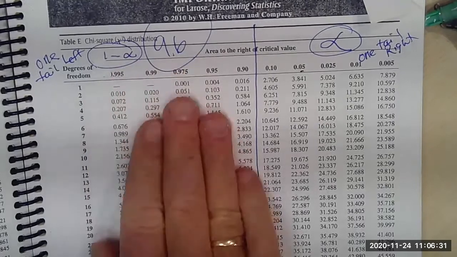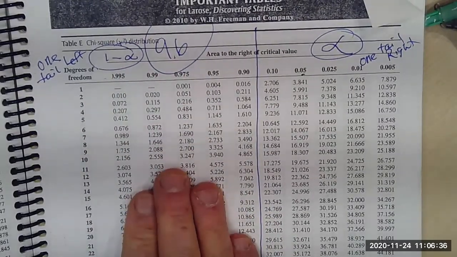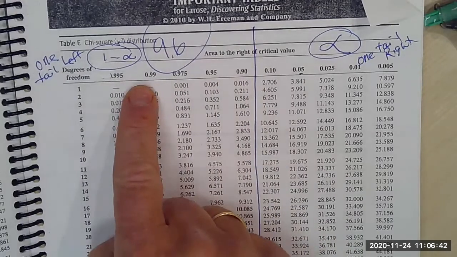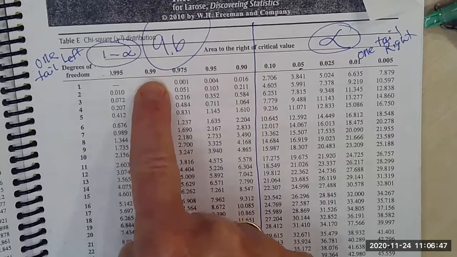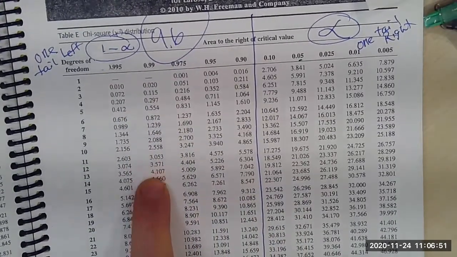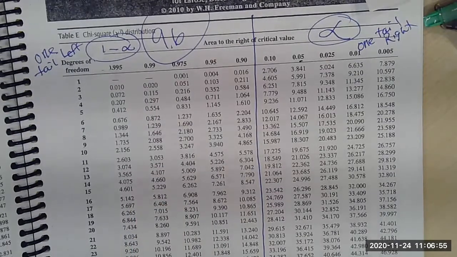But understand, you're going to be given an alpha. So if you said, hey, alpha is 0.01, then you have to look over here and there's no 0.01. It's the complement. So, oh, that's the one I want right there. That's the complement of 0.01. And then you go down here for your degrees of freedom and whatever it is, you stop and that's your critical number.